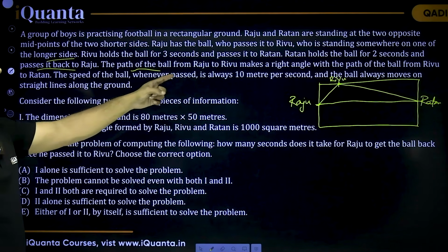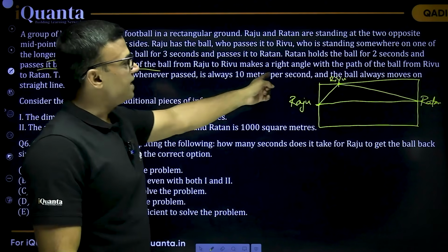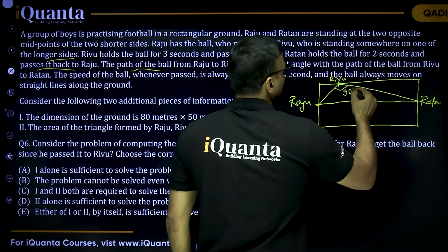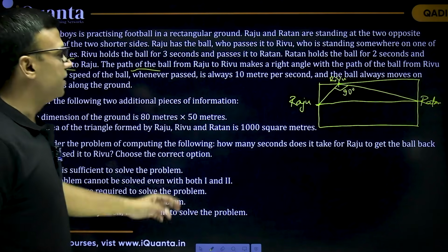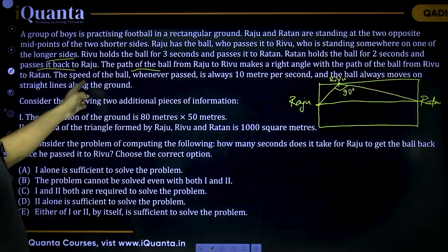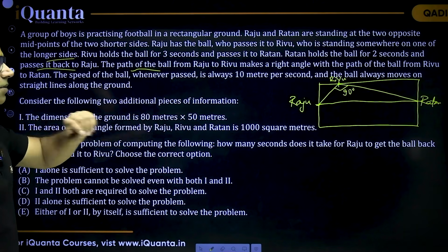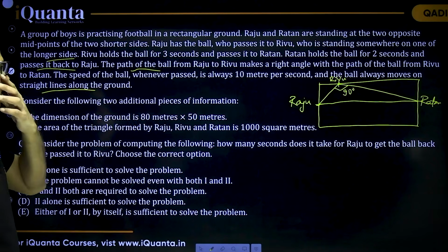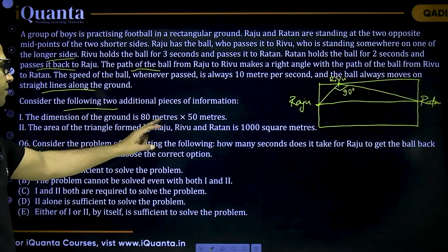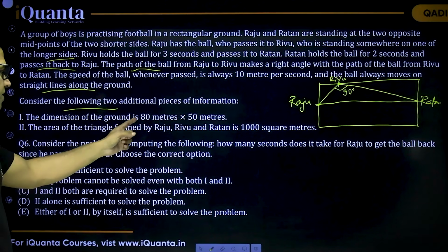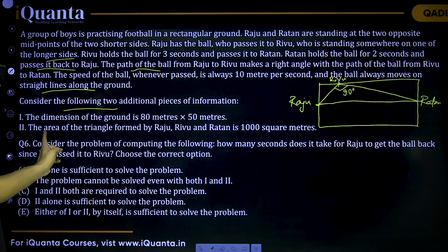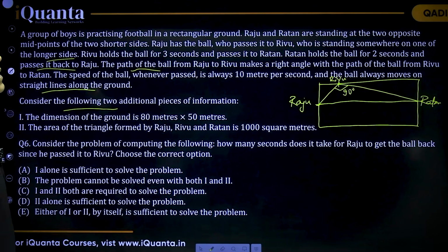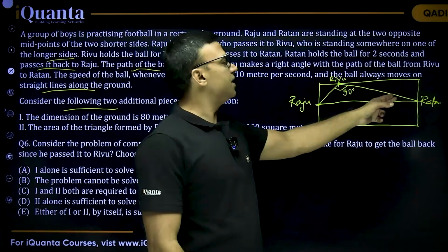The path of the ball from Raju to Rivu makes a right angle with the path of the ball from Rivu to Ratan. So this angle is 90 degrees. Fantastic. The speed of the ball whenever passed is always 10 meters per second. And the ball always moves on straight lines along the ground. Consider the following two additional pieces of information. First statement: dimension of the ground is 80 into 50. Second statement: the area of the triangle formed by Raju, Rivu and Ratan is 1000 square meters.